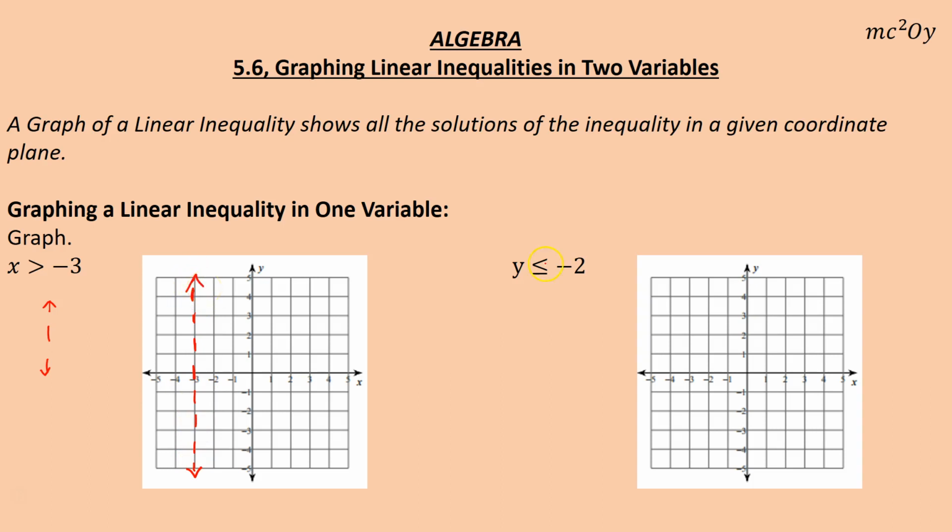All right. Whereas this one has the equal to chunk under it. This is going to be a solid line. It's going to cross the y-axis at negative 2. There's no x, so it only crosses at negative 2.